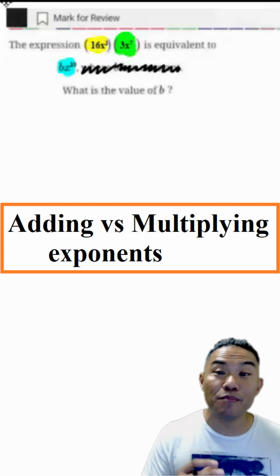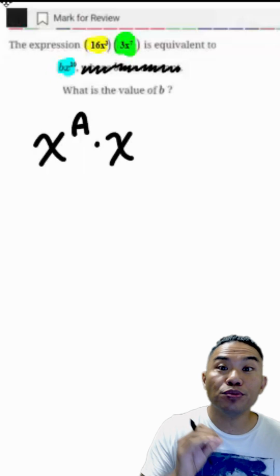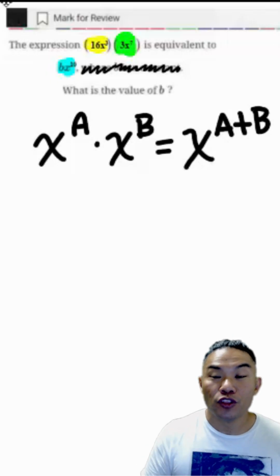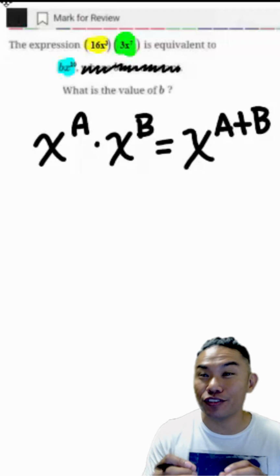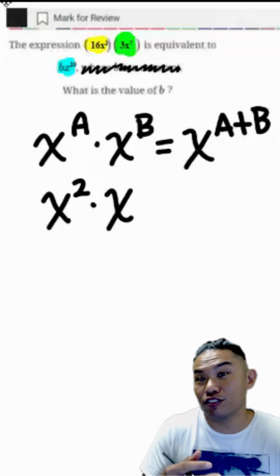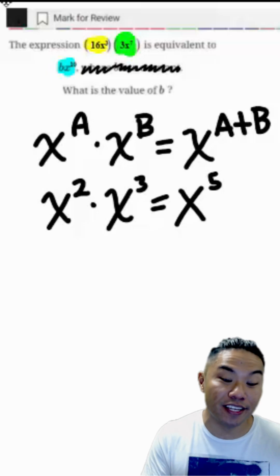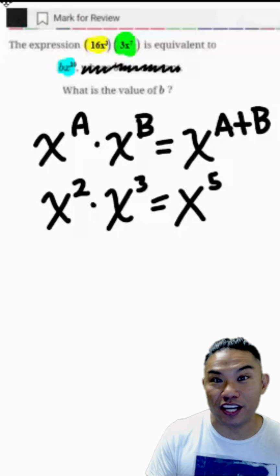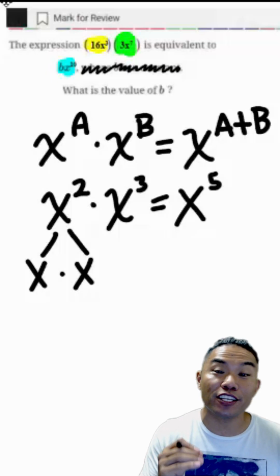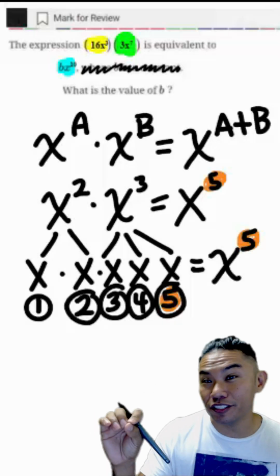I'm going to take this time to make a distinction of when you add exponents versus when you multiply them. When you multiply two common bases together, the result will be that same base with the sum of those exponents. For example, if you had x squared times x to the third, you'll get x to the fifth. This is because x squared represents x being multiplied twice in progression, and x to the third is x being multiplied by itself 3 times, giving you 5 x's that are sequentially multiplied.